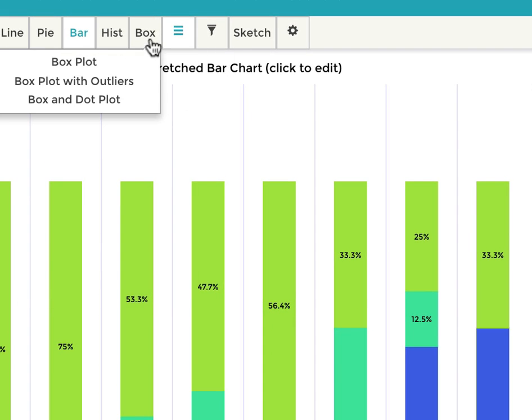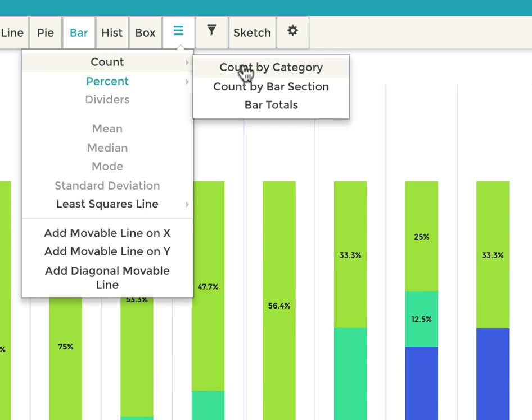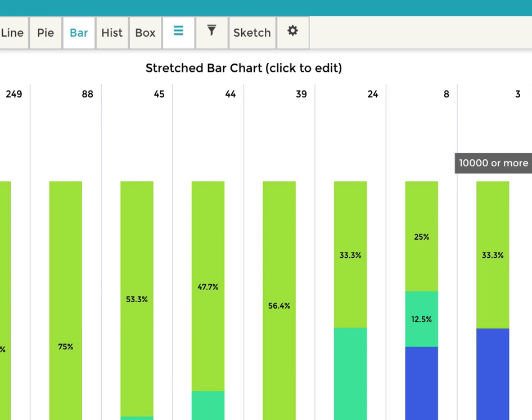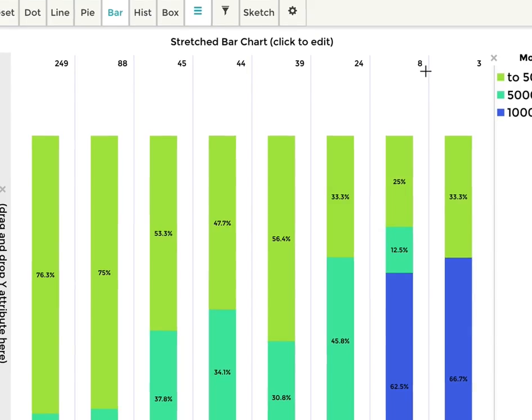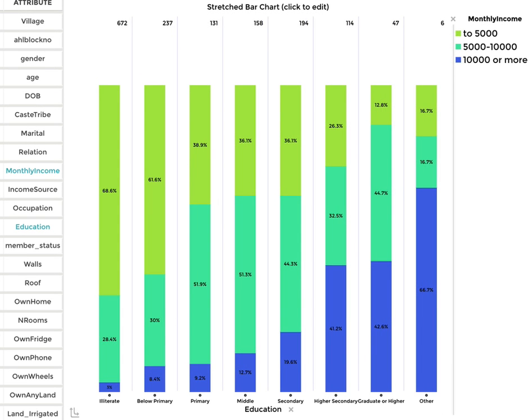And if I go here to my calculation menu and ask it to count by category, we can see that there are only 3 in this category. In fact, there are only 8 in the graduate category, so it's a little bit difficult to tell. Whereas 249 are classified as illiterate in this random sample. Nevertheless, in spite of the problem with Other, we can see one of the things that we expect to see, and it's gratifying to be able to document it.